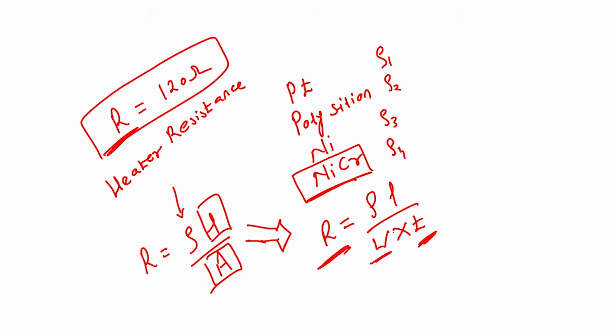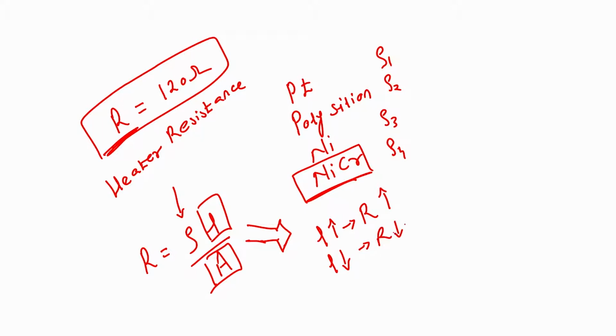Easy, extremely easy, right? Okay. Now, what does it mean? That means that if I increase the length, my resistance will increase. If I decrease the length, resistance would decrease.